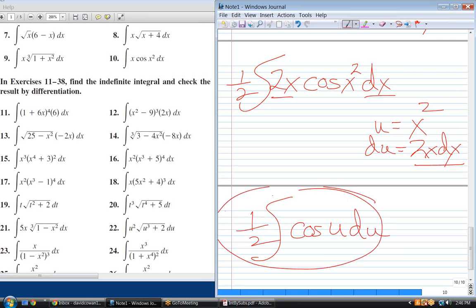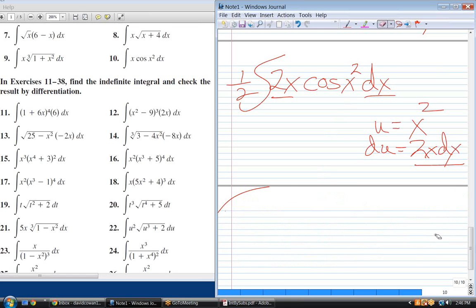What's the integral of that? Sine of u, which would be sine of x squared. So this whole thing is sine of x squared all over this 2 from the 1/2 over there. Okay?